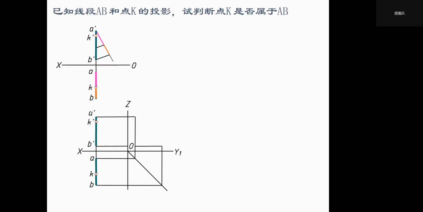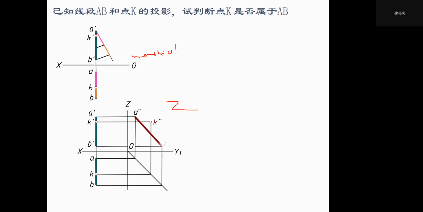So this one is method 1, where we use the ratio. And this one is method 2, which completes the line and point projection. First, you get the line projection, because AB is a side line, parallel to the W projection plane. On the W projection, this one is an inclined line.